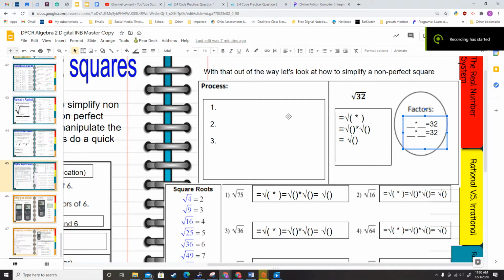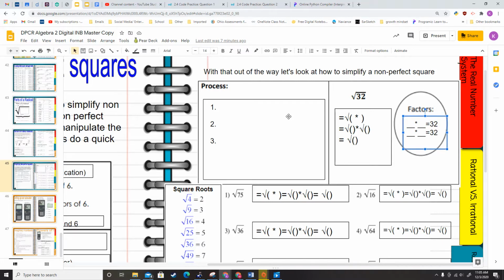Alright, class, this is Mr. Walker here, coming back at you with the second part of this page. Now, we went through how to factor in the previous section. That knowledge is going to come into play right now as we look at non-perfect squares.